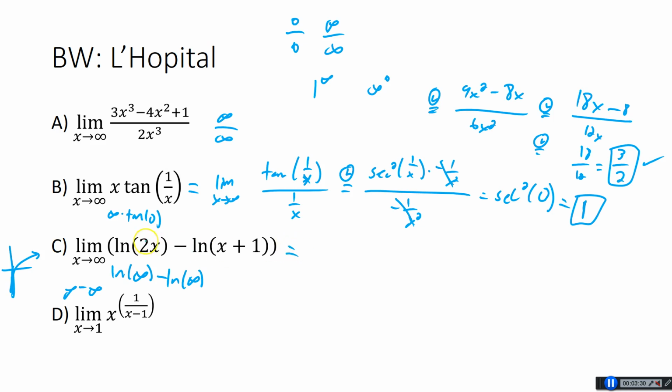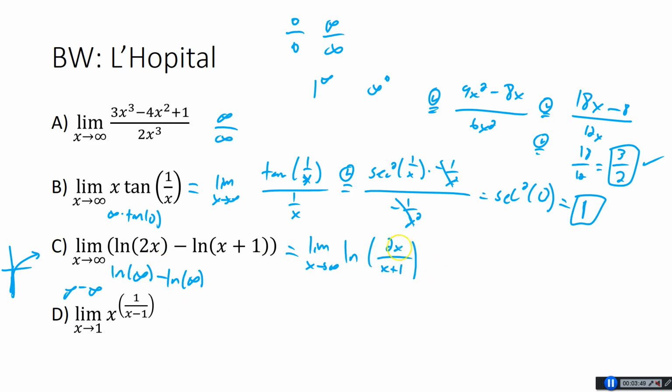Now there's no common denominator I could find. But what I could do is combine these using log rules, right? Subtraction turns to division within the log. So the limit is x approaches infinity. I haven't used L'Hopital's rule yet. I haven't done any derivatives. So I'm just going to do this as 2x over x plus 1.